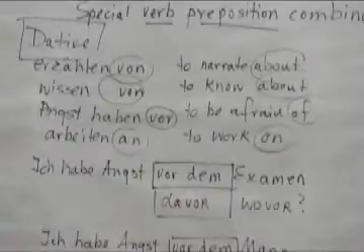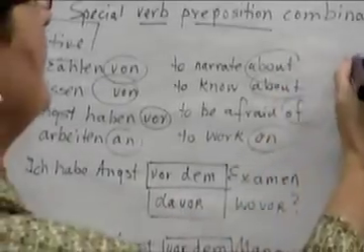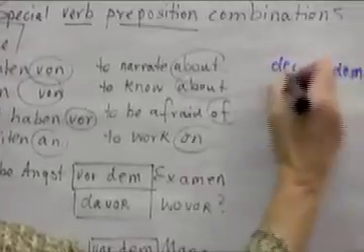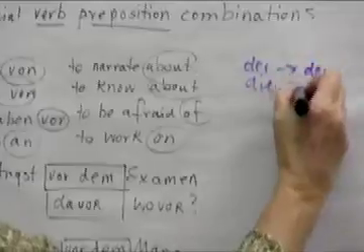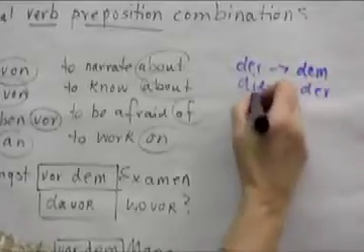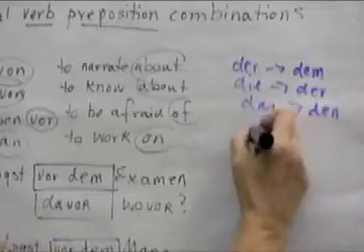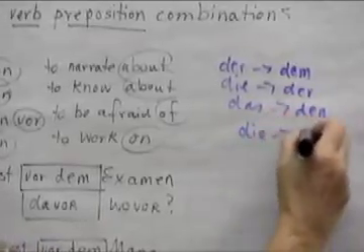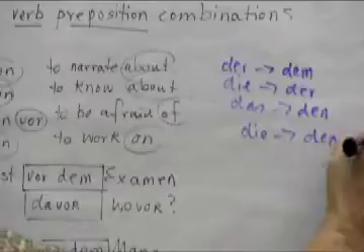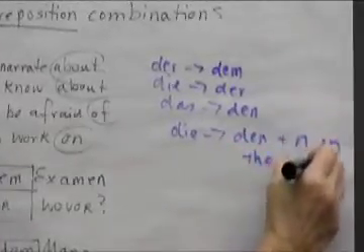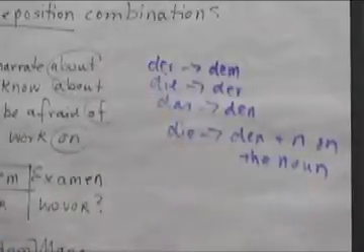So remember, followed by a dative, der to dem, die to der, das to dem. Plural, all of these go to den, plus n on the noun. This is just a quick review.